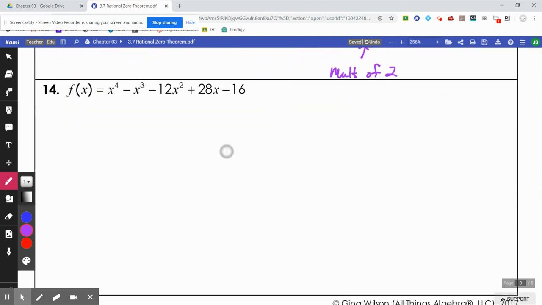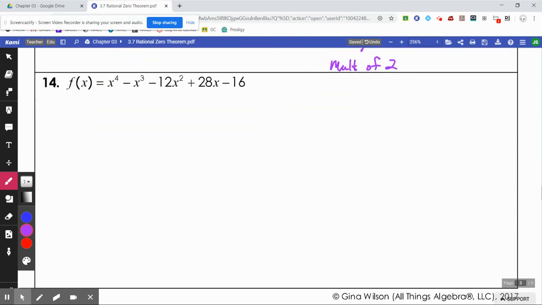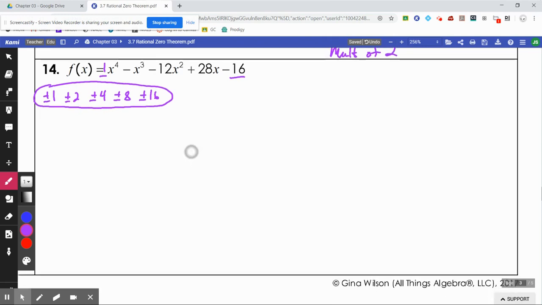Okay, last one. Again, we're looking for 4 different ones here. All the factors of 16 over all the factors of 1. That would be positive negative 1, 2, 4, 8, and 16 over all the factors of 1, which is just 1, so we're good with this list right here. So let's test them and see if we can find one that works. I'm going to test 2.